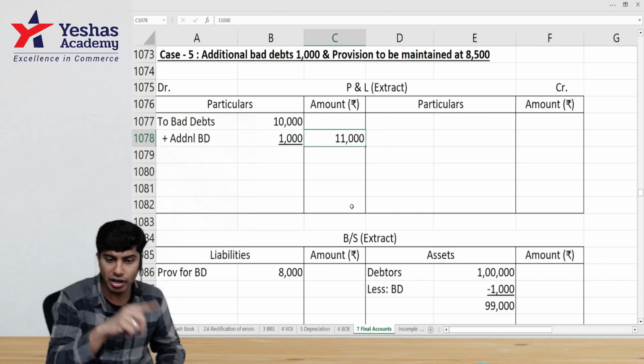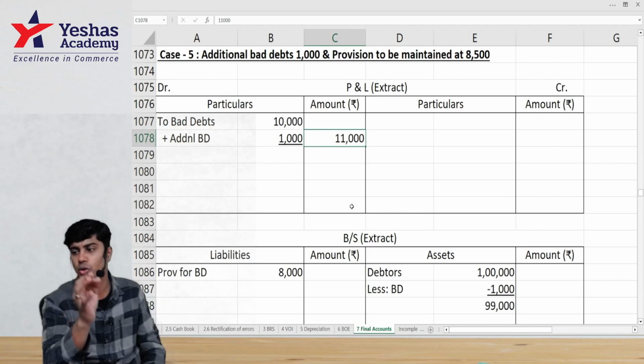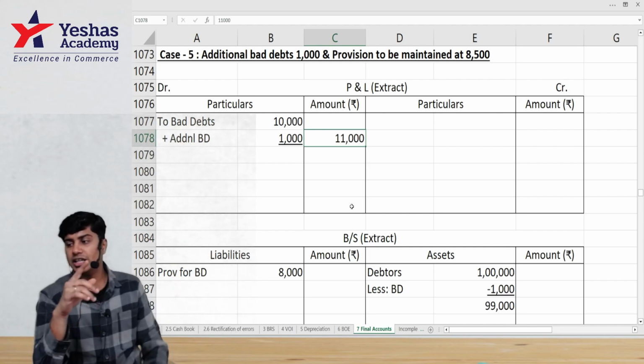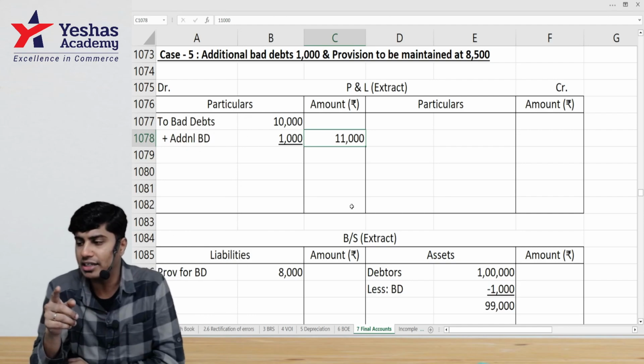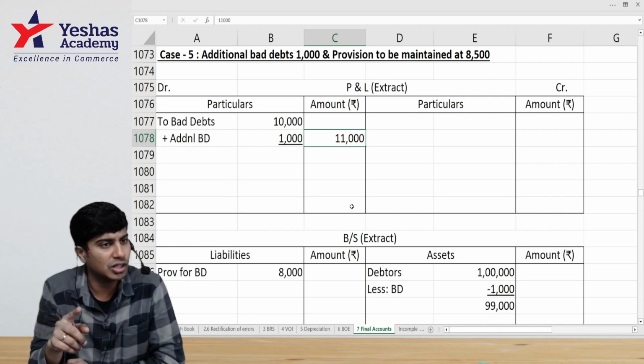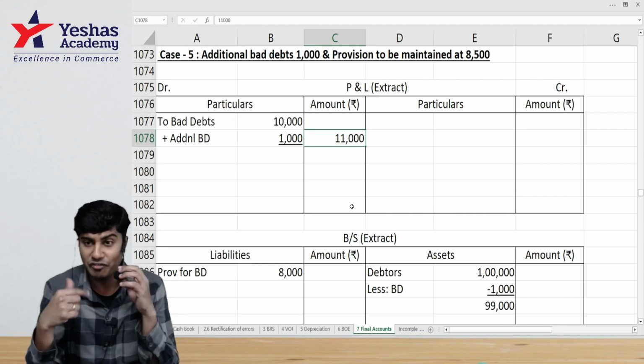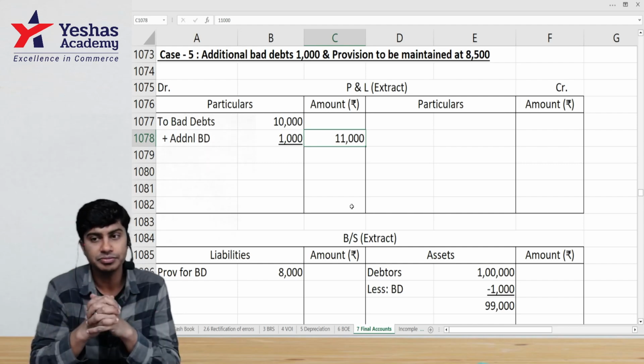10,000 was already recorded. 1,000 rupees is additional bad debts. Total bad debts 11,000. 10,000 of bad debts is already deducted from debtors. We don't have to deduct it now. 1,000 rupees bad debts has to be freshly deducted from debtors, which I just did.